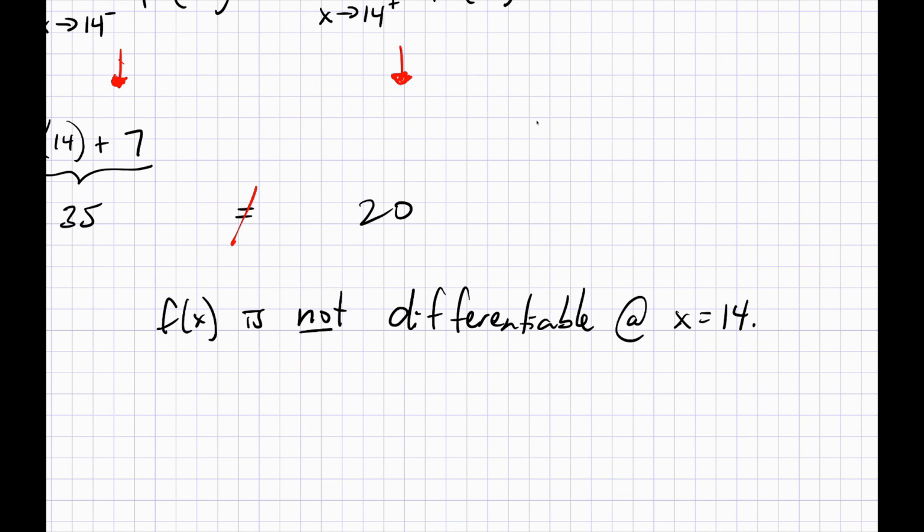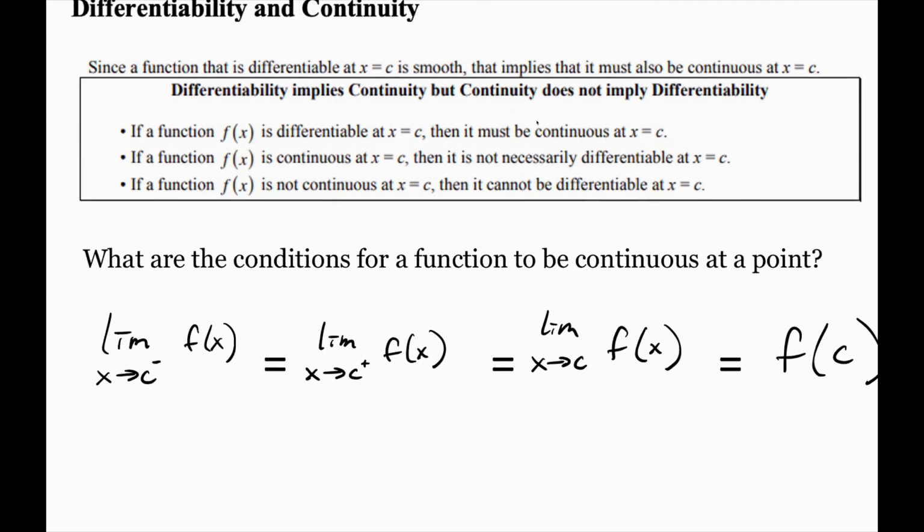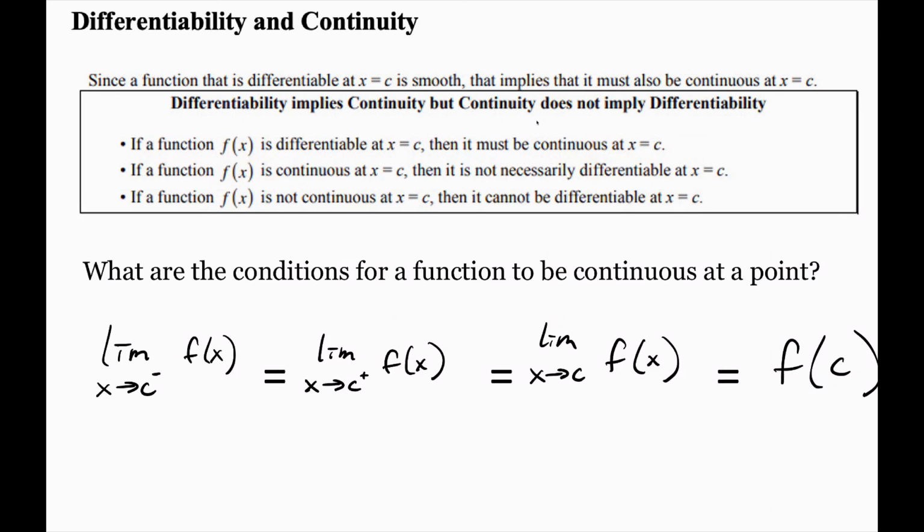Does that fit on our list? Let's go back up here to our cheat sheet. Does that defy any of these bullet points here? Because if it does, we did something wrong. But if it's okay, then we're good.